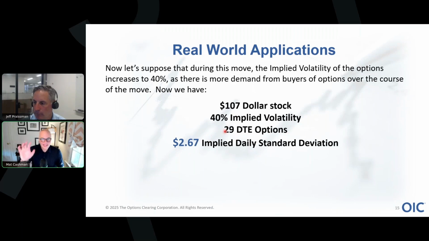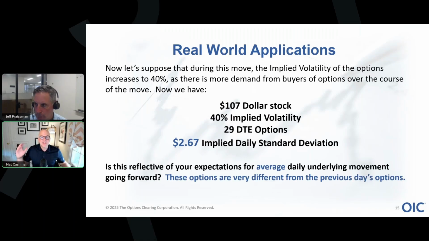$2.67. Now, that's the exact same formula that we used before, but instead of 100 times 20, we're doing 107 times 0.40, and we're dividing by that same square root of time, 16. That gives you $2.67. Is this reflective of your expectations for the average daily move going forward? These options are very, very different from yesterday's options on a 20 vol.